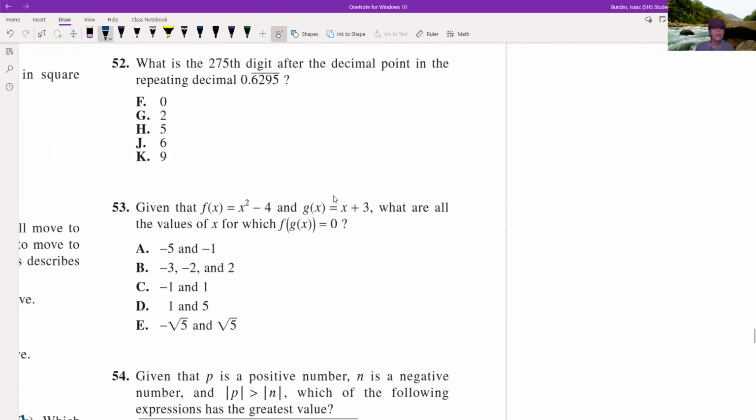Okay. What is the 275th digit if this continues to repeat? Okay, for this one, let me think. So there are 4 digits, and we're going to divide 275 by that because that's the number we're trying to get to. All right.